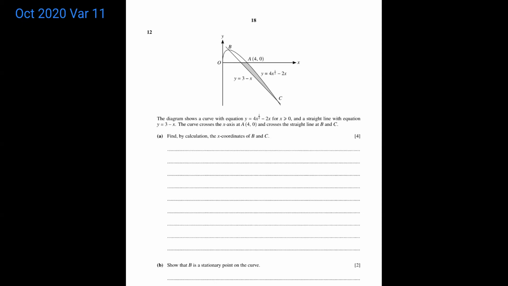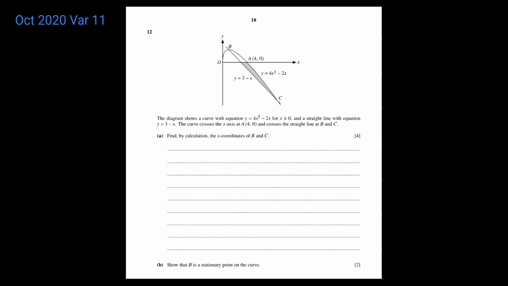Bismillah ar-Rahman ar-Rahim. This is October 2020. Okay, and the question variant is 11. The question number is 12, and the topic is differentiation and integration.